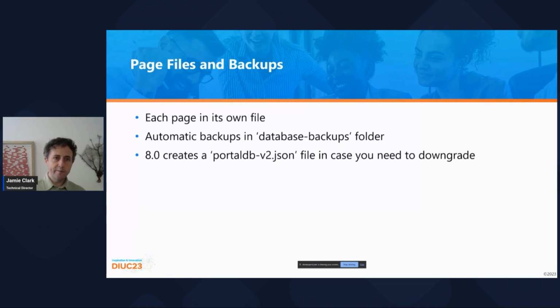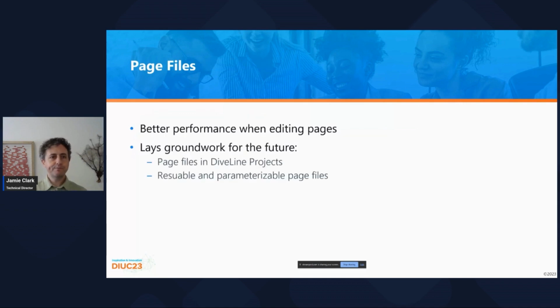Now, DivePort always creates automatic backups in the database backups folder. So whenever you do a migration and you need to go back, you can find those and restore your content from before. 8.0 has a special feature. If you make some changes in 8.0 and still want to go back to 7.2 but keep those changes, the portaldb v2 JSON file will help you with that.